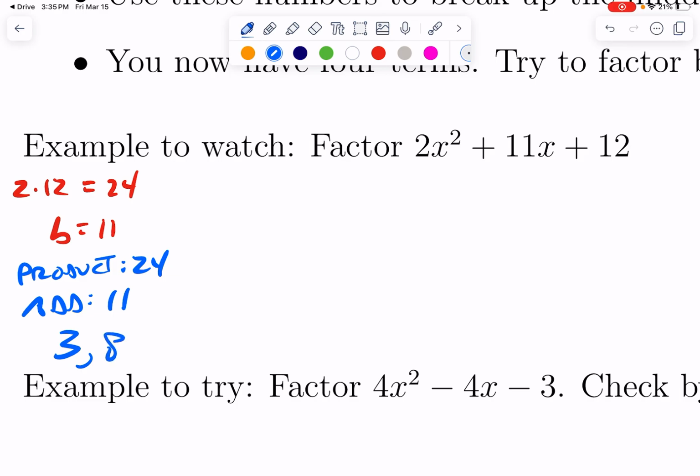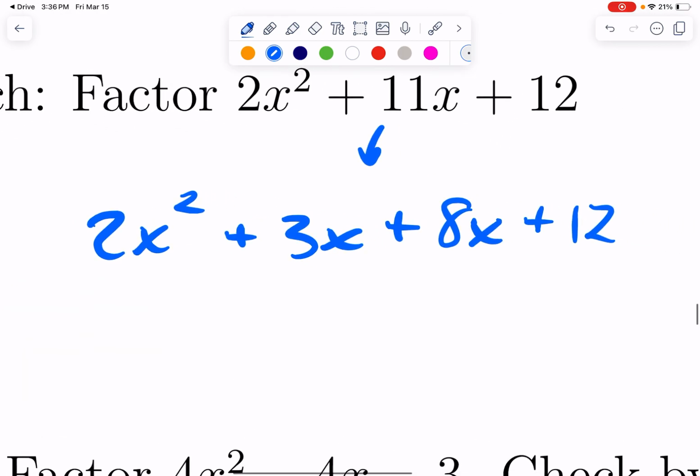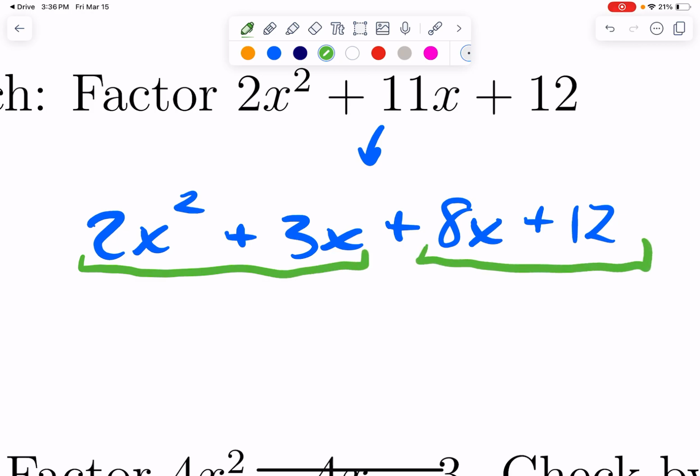Now we're not done. This just gets us started. We will use these numbers 3 and 8 to break up 11x. So I'm going to write 11x as 3x plus 8x. So rewriting the whole thing, I have 2x squared plus 3x plus 8x plus 12. Then I will proceed by using a technique called factoring by grouping. I have 4 terms. Let's just look at them 2 at a time. Number 1 and number 2, number 3 and number 4.